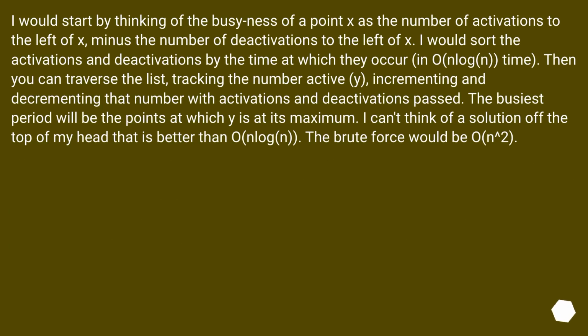I would start by thinking of the busyness of a point x as the number of activations to the left of x, minus the number of deactivations to the left of x. I would sort the activations and deactivations by the time at which they occur, in O(n log n) time. Then you can traverse the list, tracking the number active, y, incrementing and decrementing that number with activations and deactivations passed. The busiest period will be the points at which y is at its maximum. I can't think of a solution off the top of my head that is better than O(n log n). The brute force would be O(n squared).